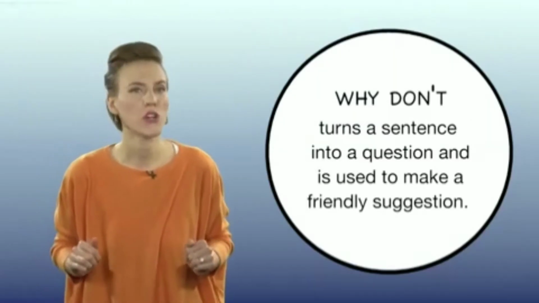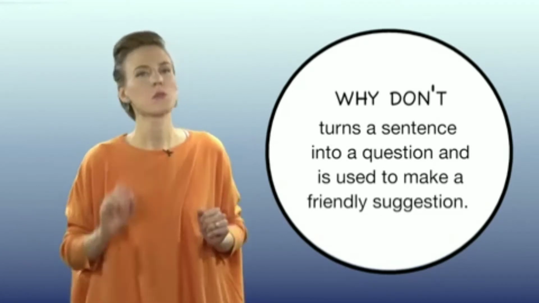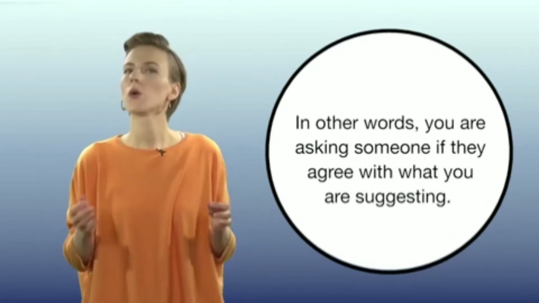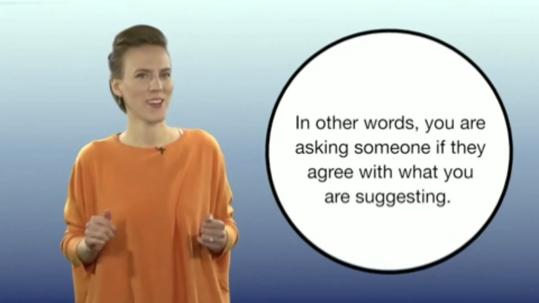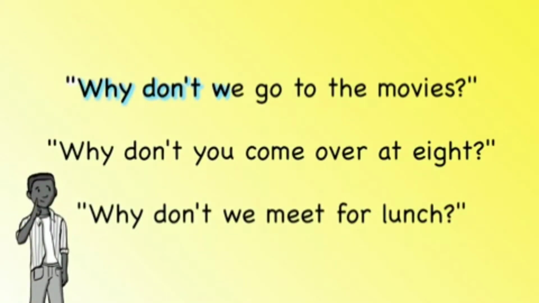Why don't turns a sentence into a question and is used to make a friendly suggestion. In other words, you are asking someone if they agree with what you are suggesting. The structure is why don't plus subject plus simple verb form. Why don't we go to the movies? Why don't you come over at 8? Why don't we meet for lunch?